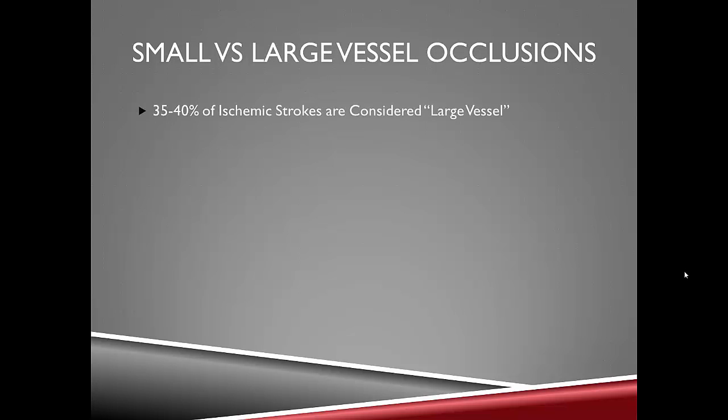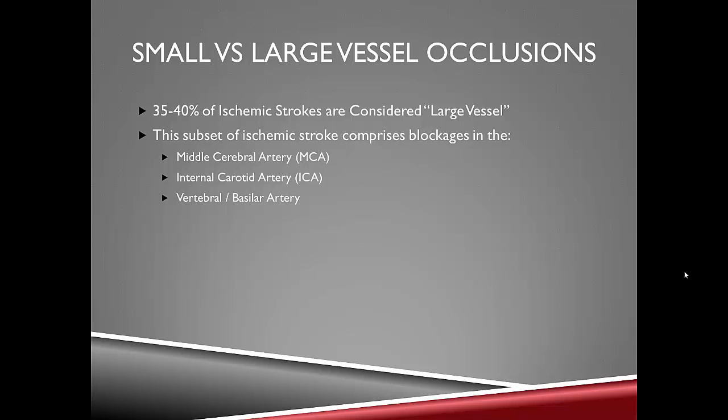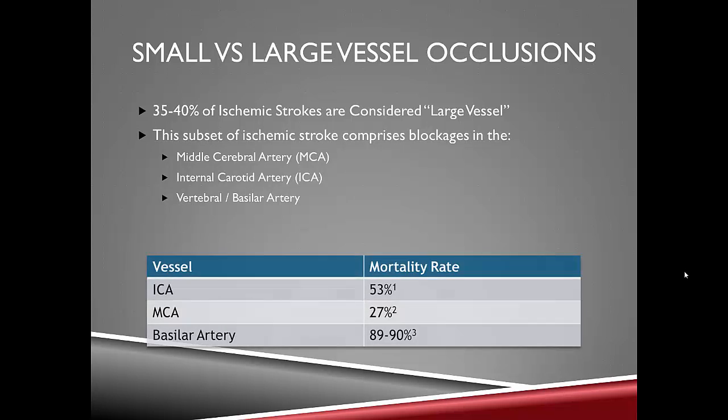Alright, so the next thing that we're going to talk about is again looking at the small and large vessel occlusions. Interestingly enough, about 35 to 40% of ischemic strokes are considered large vessel. We talked about the three different major areas that we do consider to be large vessel. And a really important aspect here is the mortality rate. With these, if you have an ICA occlusion, your mortality is 53%, MCA is 27%, and then basilar, oddly enough, is 89 to 90%, so very severe.